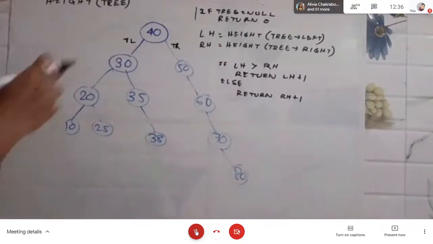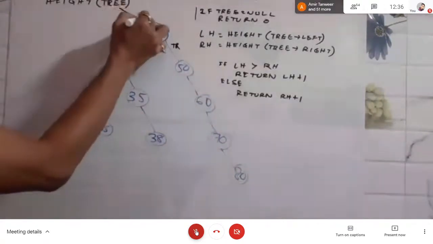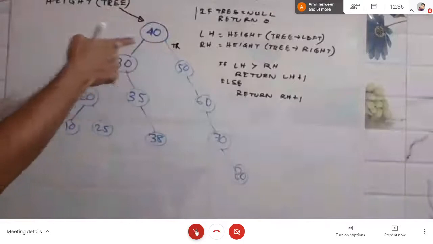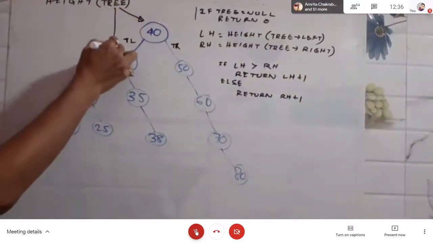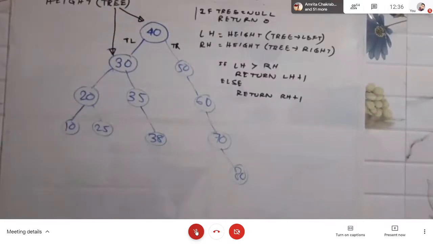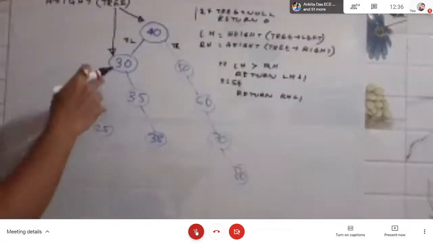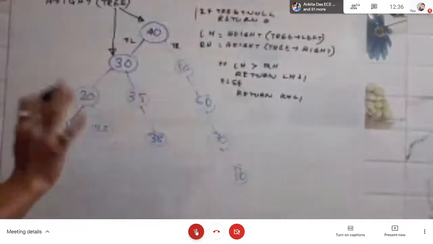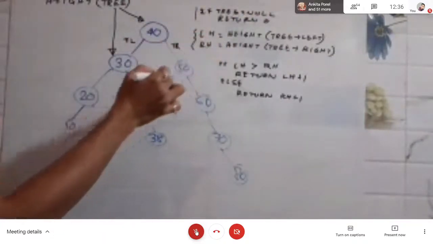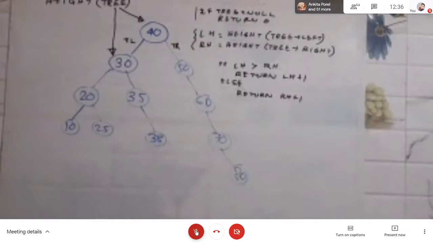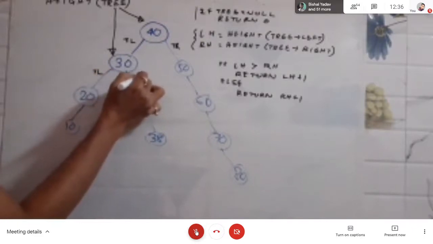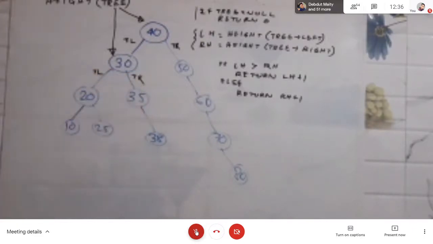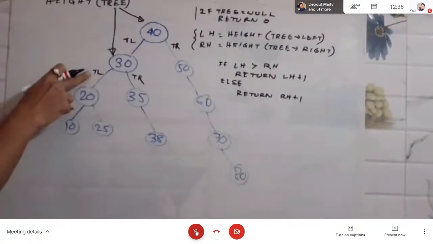Earlier the function was called with the tree value as 40, but when 40 is calling the same function, the tree value will be 30. So the second time the tree value will be 30. Again it will start at this point. This is not null, so it will come to these 2 points. That means it will be calling its left subtree and also the right subtree. It will call its left and later tree right, but right now, first time it is calling tree left.